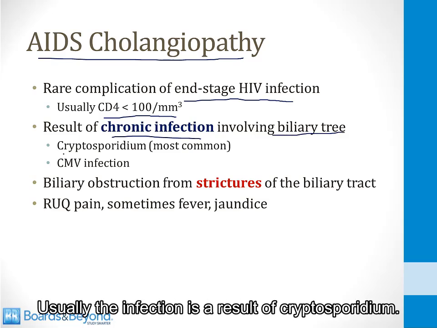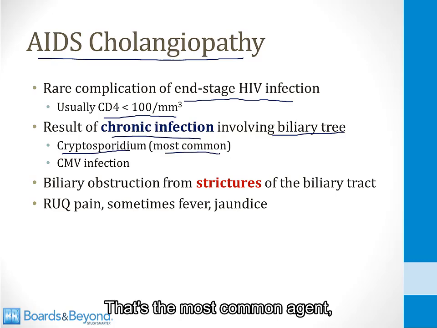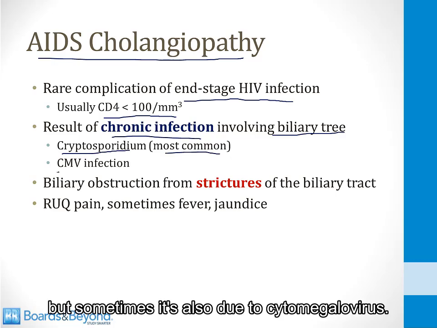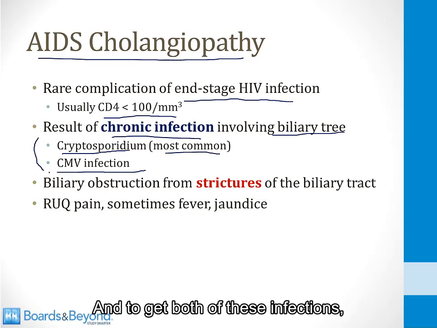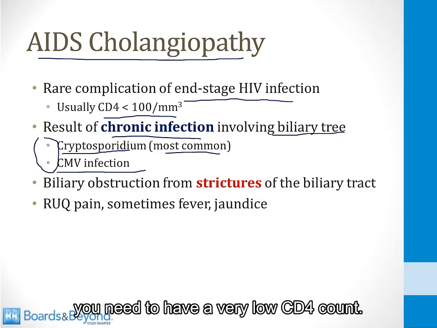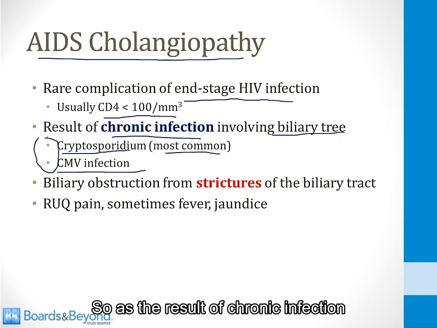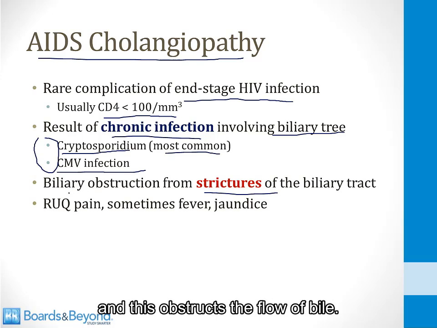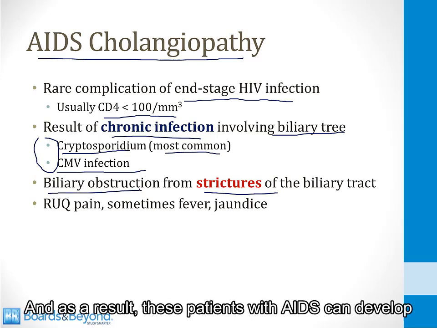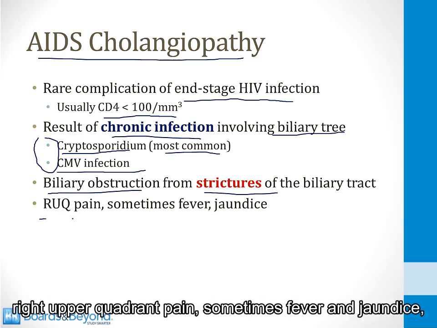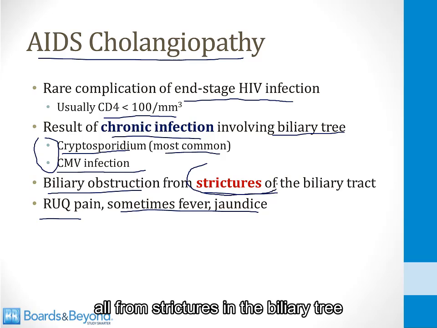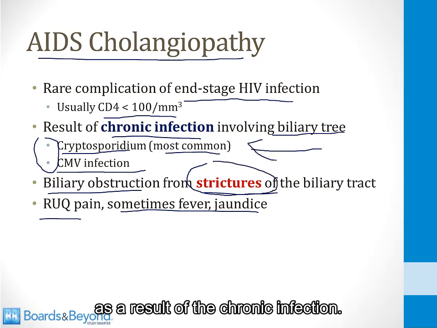Usually the infection is a result of cryptosporidium, that's the most common agent, but sometimes it's also due to cytomegalovirus, and to get both of these infections you need to have a very low CD4 count. So as the result of chronic infection with one of these agents, the biliary tree develops strictures, and this obstructs the flow of bile, and as a result these patients with AIDS can develop right upper quadrant pain, sometimes fever and jaundice, all from strictures in the biliary tree as a result of a chronic infection.